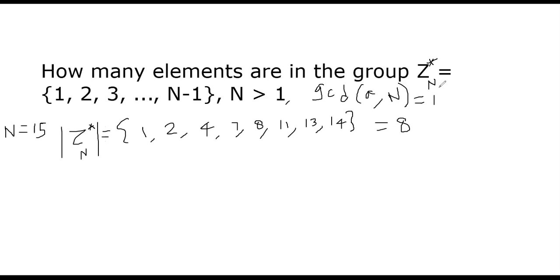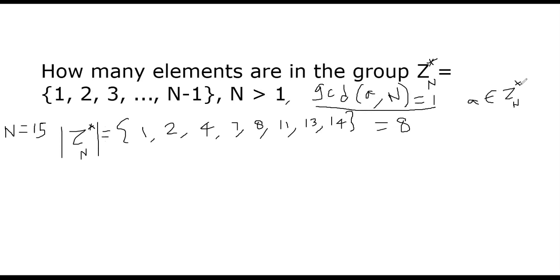Okay, remember Z star n is made of numbers 1 through n minus 1, but not all numbers. Only those numbers that satisfy this property, that GCD of a comma n is 1. Then such an element a belongs to Z star n. That's basically what the definition of Z star n is.